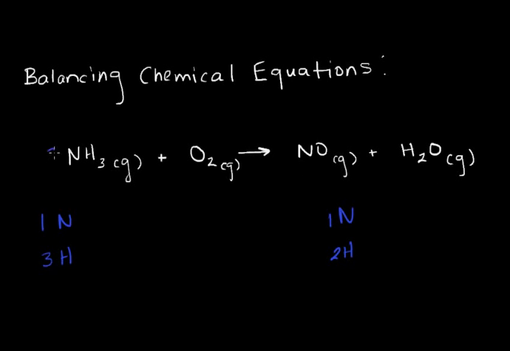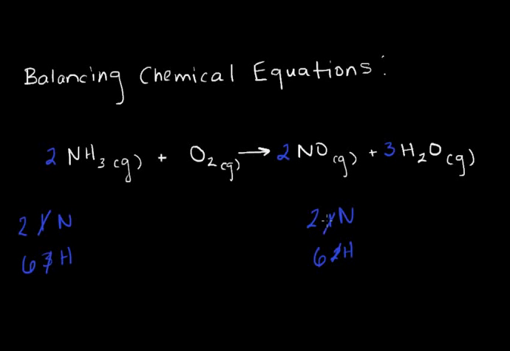And what's that going to do? We're going to put a 2 here and put a 3 here. So we're going to end up with no longer 3 hydrogens, but 6 hydrogens. And similarly, 2 times 3, 6 hydrogens over here. But we also have to remember that because we put a 2 in front of the ammonia, we now have 2 nitrogens on the left-hand side, which means we also need 2 nitrogens on the right-hand side. So we're going to multiply this NO here by 2 as well to give us 2 nitrogens.